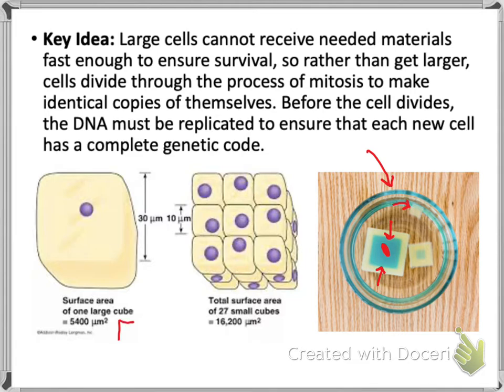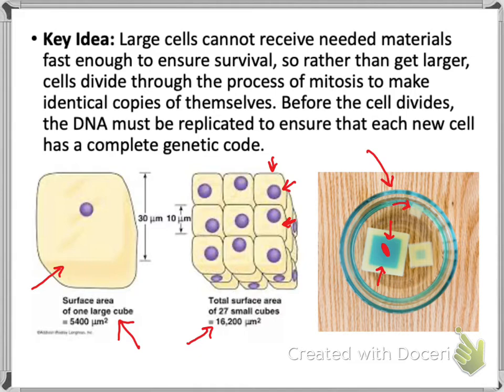This is one large cube, and it has a surface area that allows for diffusion. But you'll see if that same volume was divided up into many small cubes, we get a much bigger surface area. So there's a whole lot more places for materials to enter the cell. That's things like food and oxygen can enter the cell, and waste products can leave.